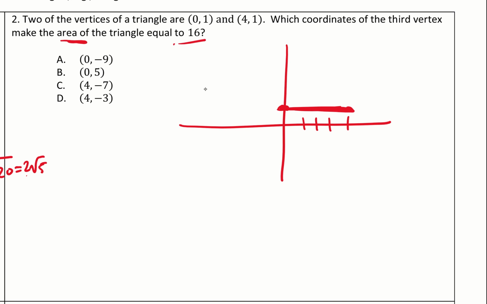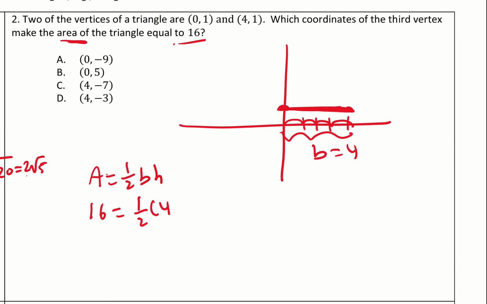All right. The area of a triangle is 1/2 base times height, and the area is 16. We know that the base of this is this guy, and it's a distance of 1, 2, 3, 4. So we can replace b with 4 and then find h. Half of 4 is 2, and so h has to be 8, because 2 times 8 is 16. So the height has to be 8 units.